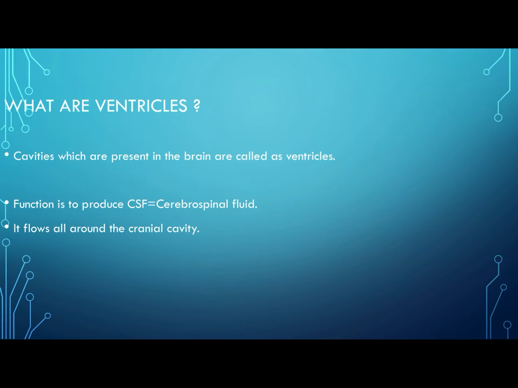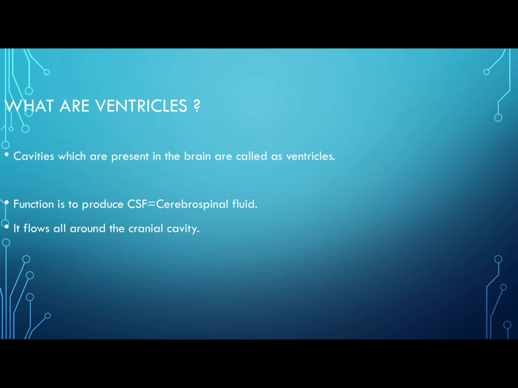So first of all, let's see what are ventricles. Ventricles are basically the cavities which are present in the brain. We usually have cavities, spaces present all around the body, but specifically those which are present in the brain are called ventricles. What is their function? Their main function is to produce the cerebrospinal fluid or the CSF. What does it do? It flows all around the cranial cavity as well as in the spinal cord and provides various functions. It has a list of functions which we will learn in the CSF video.